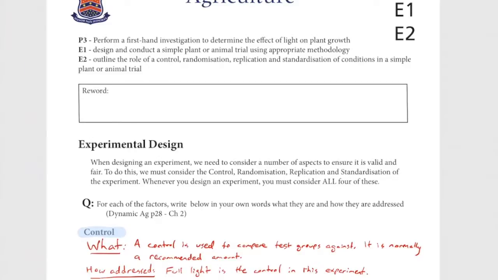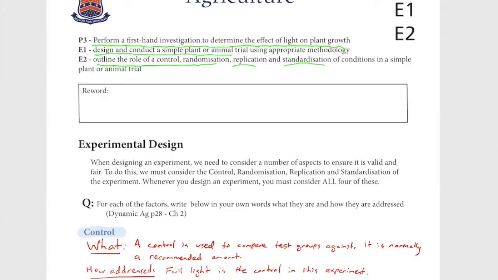So today we're looking at performing a first-hand investigation to determine the effect of light on plant growth. We're also designing and conducting a simple plant experiment in this case, and also outlining the role of control, randomization, replication, standardization of conditions in our trial.